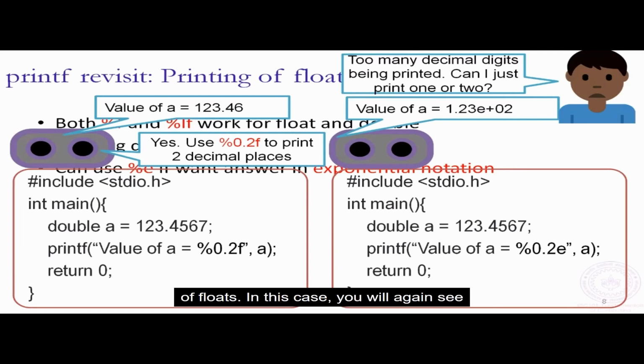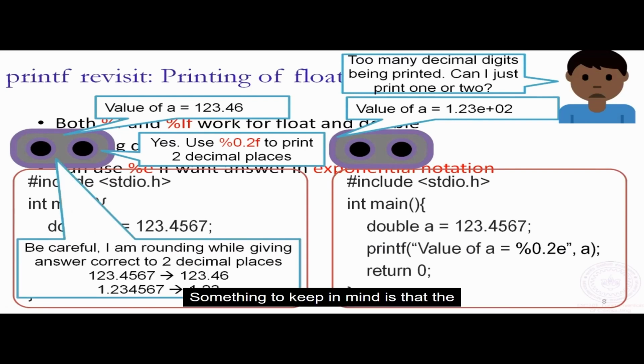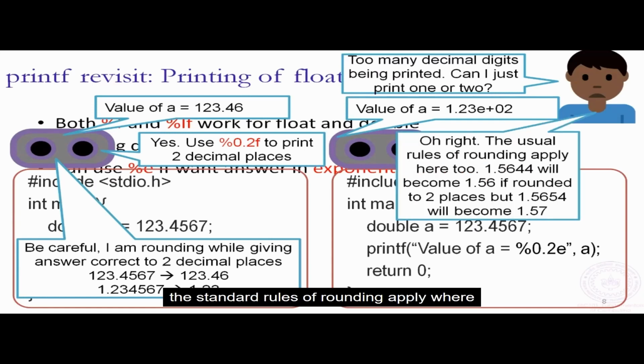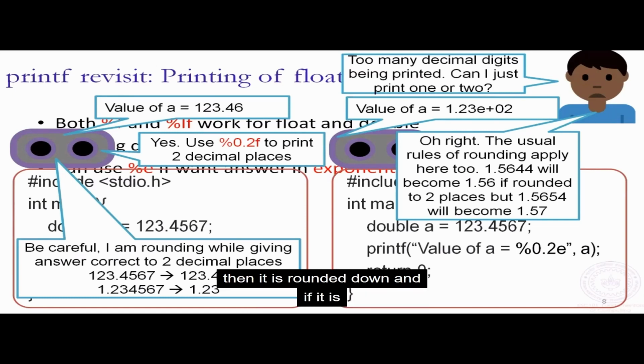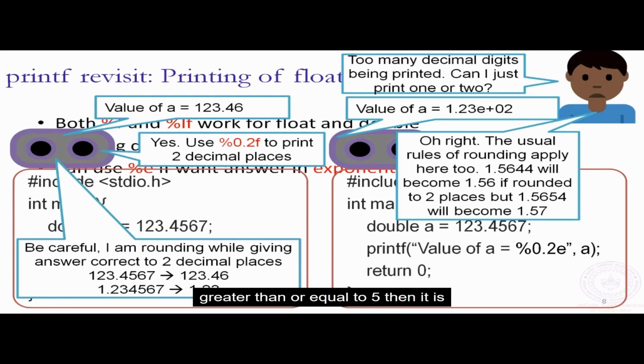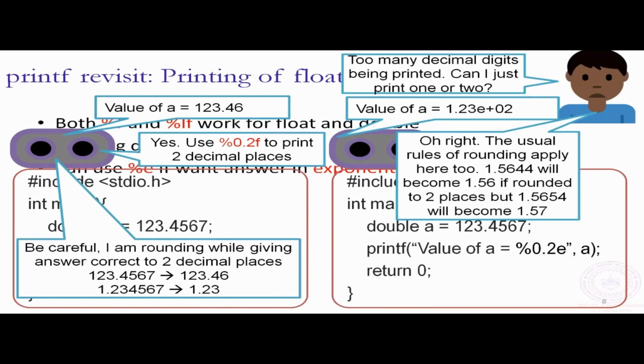In this case, you will again see that the value that is being printed is truncated after the second decimal place. Something to keep in mind is that the computer is not truncating the output at the second decimal place. It is actually mathematically rounding the answer correct to 2 decimal places. And the standard rules of rounding apply, where if the digit that is to be rounded is less than 5, then it is rounded down, and if it is greater than or equal to 5, then it is rounded up.